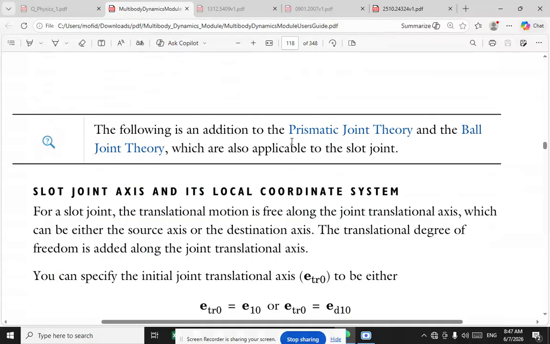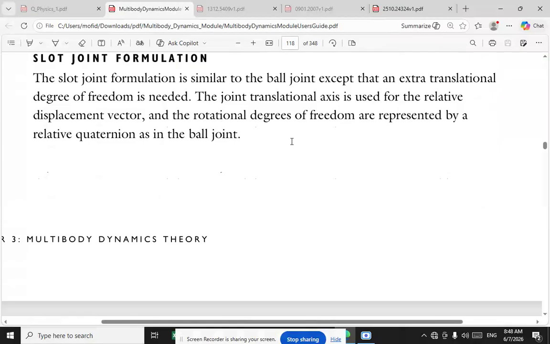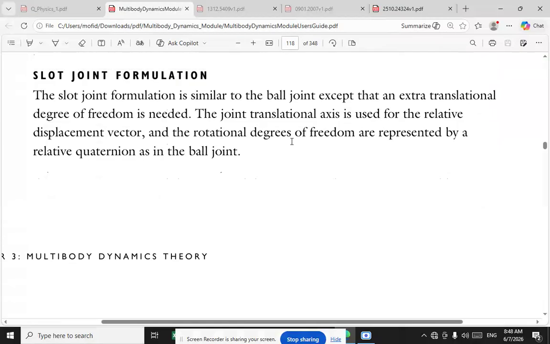You can specify the initial joint translational axis E translational 0 to be either as follows. For the slot joint, the process of defining the source axis, destination axis, and local coordinate system is the same as for the ball joint. The joint coordinate system is always attached to the source part even if the joint translational axis is defined by the destination axis. Slot joint formulation.